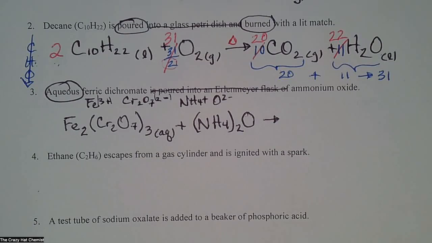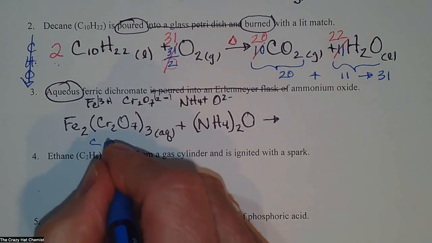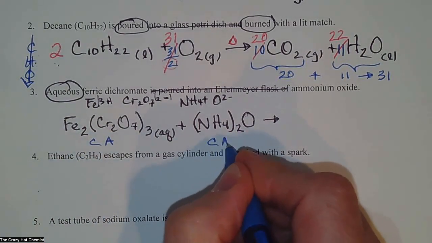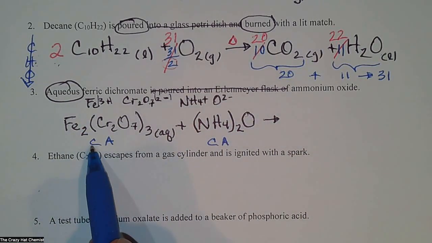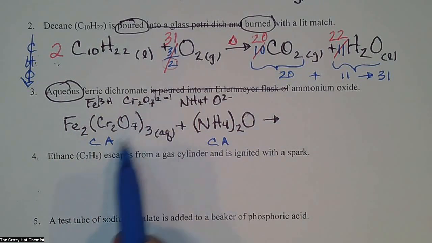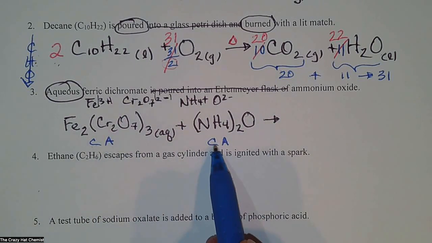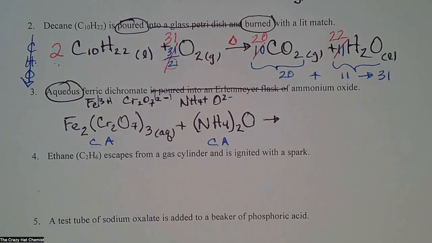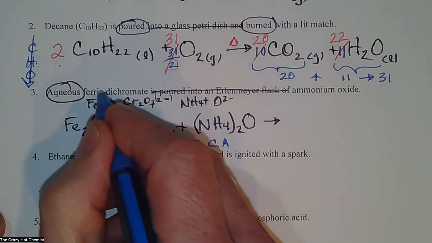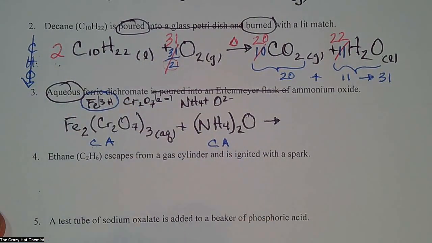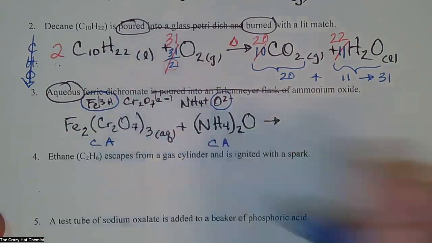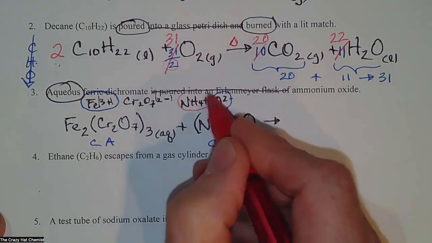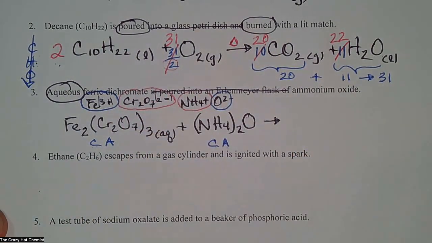So what type of reaction is this? This is a double displacement reaction. And the characteristics of a double displacement reaction is that I have a cation and an anion, and a cation and an anion. That is the iron, the ferric is the cation, the dichromate is the anion, the ammonium ion is the cation, and the oxide is the anion. So what we're going to do is a double displacement, which is a switch. So on the product side, we're going to combine the ferric with the oxide, and then we're going to combine the ammonium ion with the dichromate right there like that.